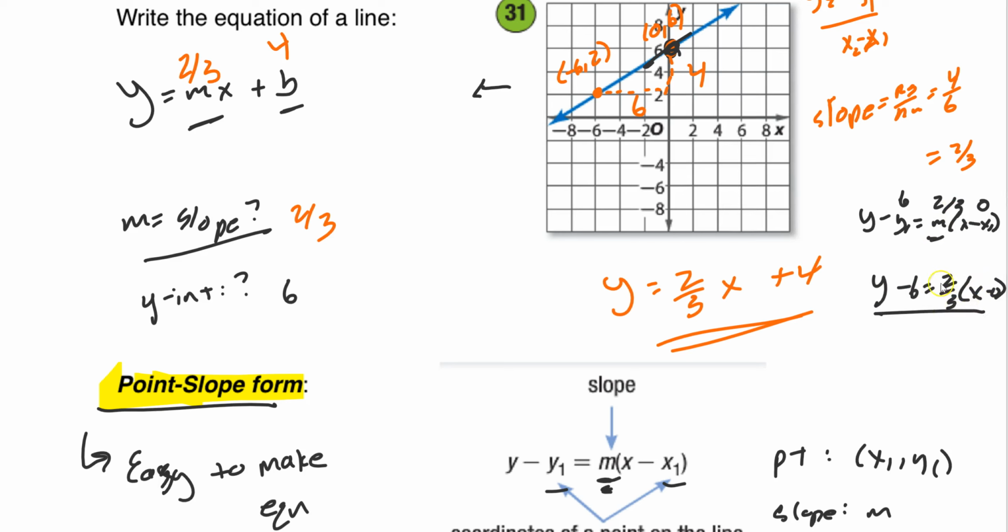Now, if I don't say put in slope-intercept form, you could just leave it like that. But if you want it to look the same, you could distribute. And you get y equals 2/3 x plus 6. And they should match. Oh, I'm sorry. That's 6. Why did I put 4? 6. Okay, so now they match like they should. That was wrong earlier. Oh, that's embarrassing. So anyway, it works both ways.